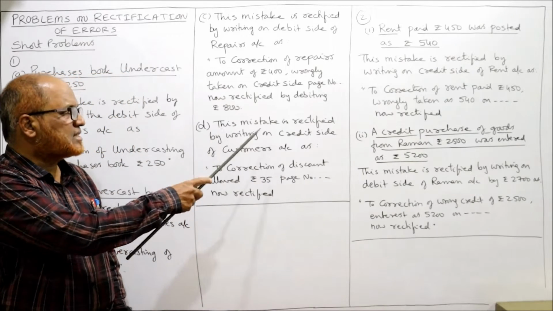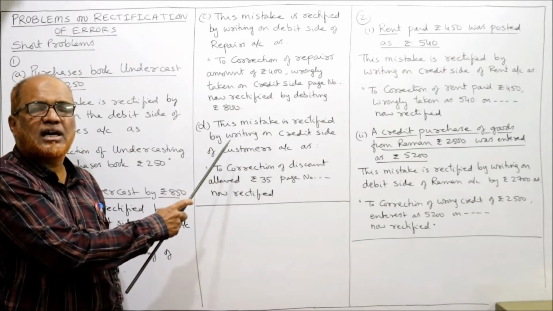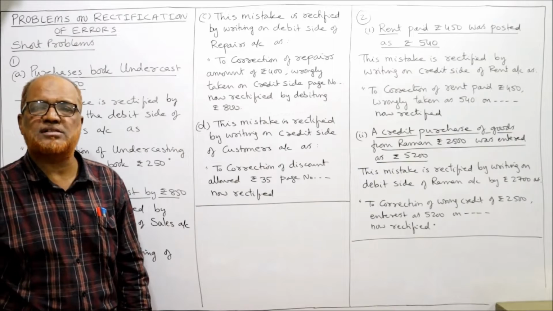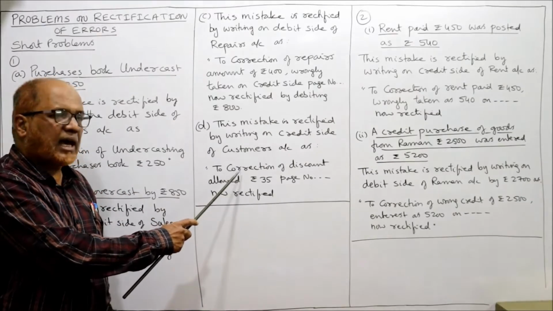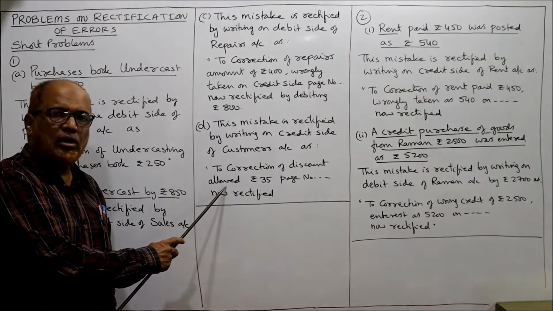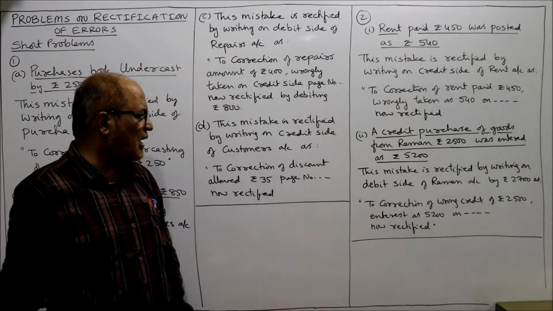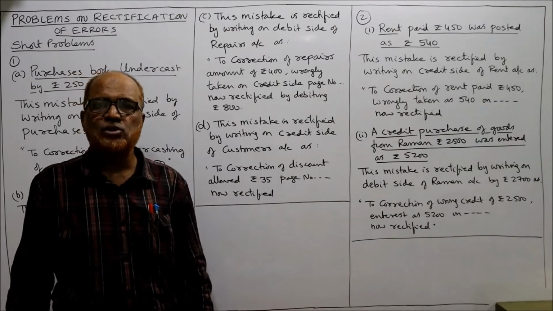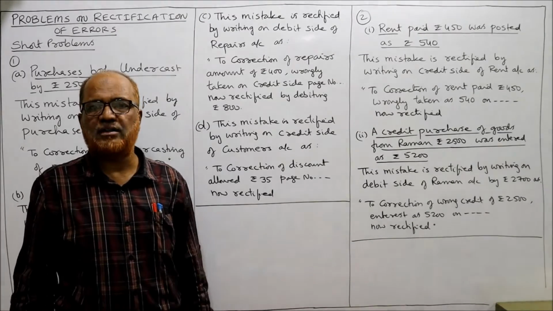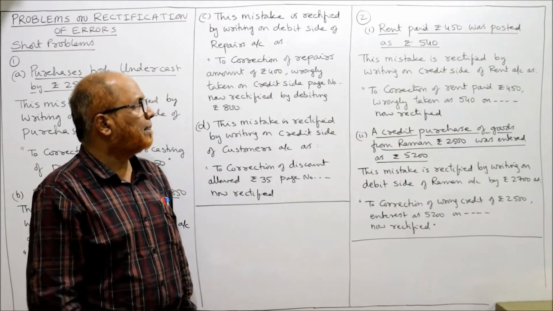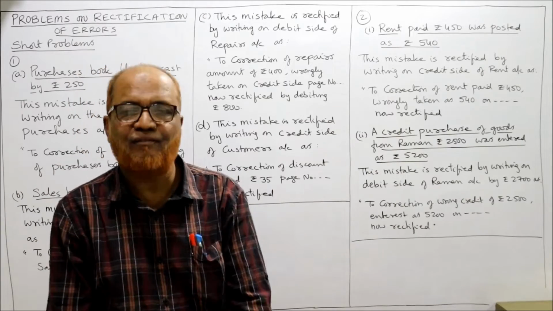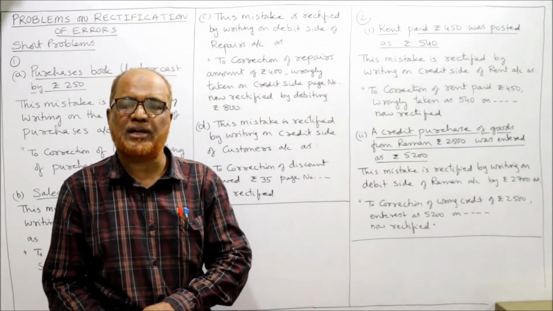So this mistake is rectified by writing on the credit side of the customer's account: "By correction of discount allowed rupees 35, page number so and so, now rectified." That's all. So this is the completion of the first short problem on rectification.